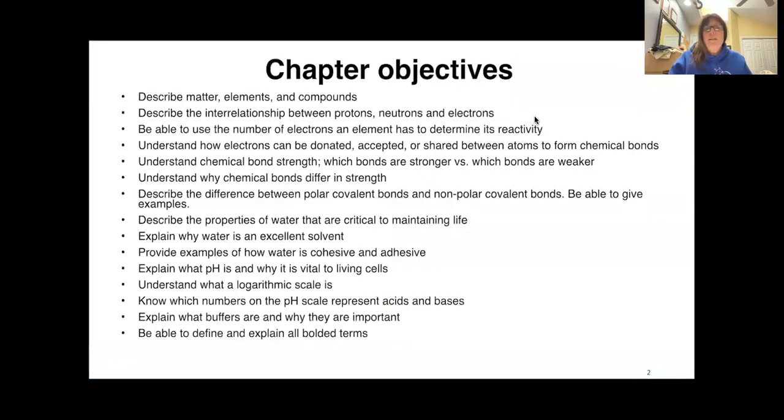So this is the objectives. Again, I'm not going to waste your time reading through all the objectives, but these are all the things that you should be able to do at the end of chapter 2. In this unit, we're only going to get through a couple of them. I try to chunk things up so that you're not staring at a video for hours on end, and hopefully I can keep your attention for at least 20, 30 minutes.